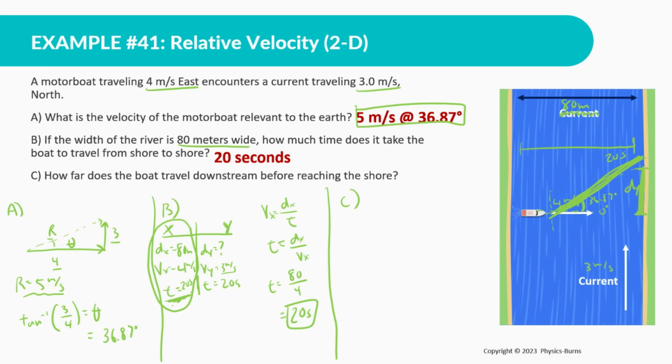Luckily, we already have two pieces of information in the y direction now. We have the velocity in the y direction and the time. So now we can find this distance in the y direction. Velocity in the y equals distance in the y divided by time. We're looking for distance in the y, so we could just do velocity in the y times time. Velocity in the y is given to us. That is 3 times the time, which is 20. So this is going to be equal to 60 meters.